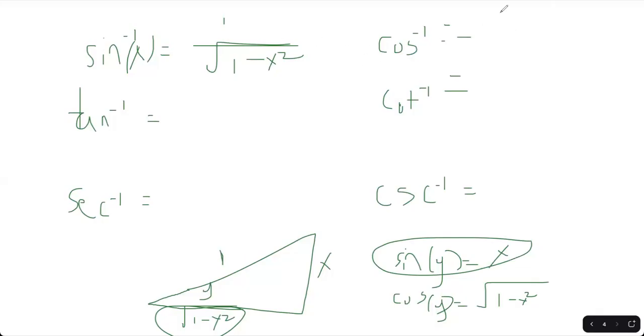Inverse cosine is going to be negative 1 over square root of 1 minus x squared. So basically, it's the exact same thing as sine except for the negative. Inverse tangent is going to be 1 over 1 plus x squared.